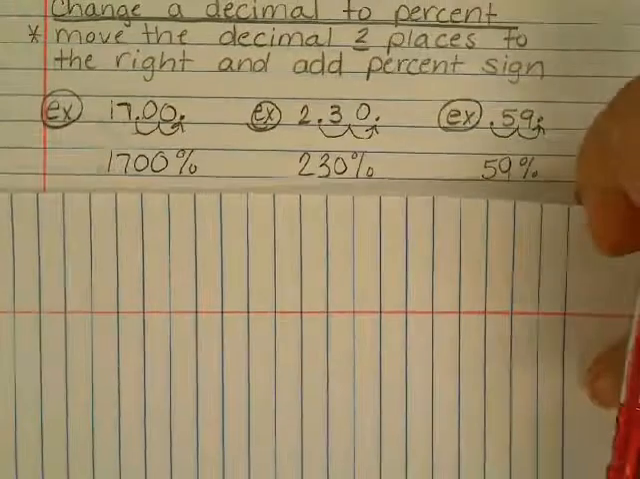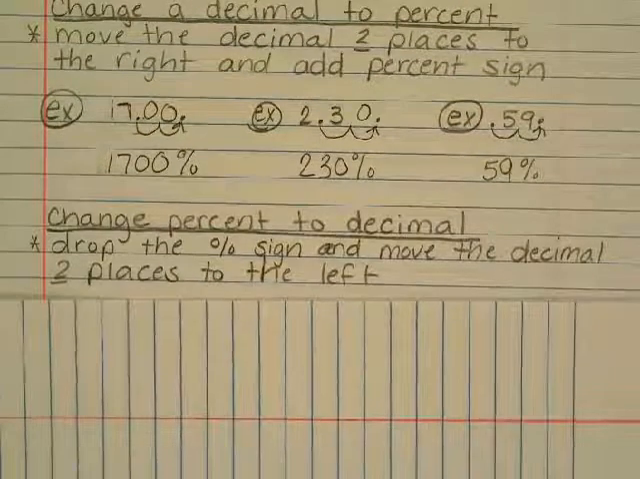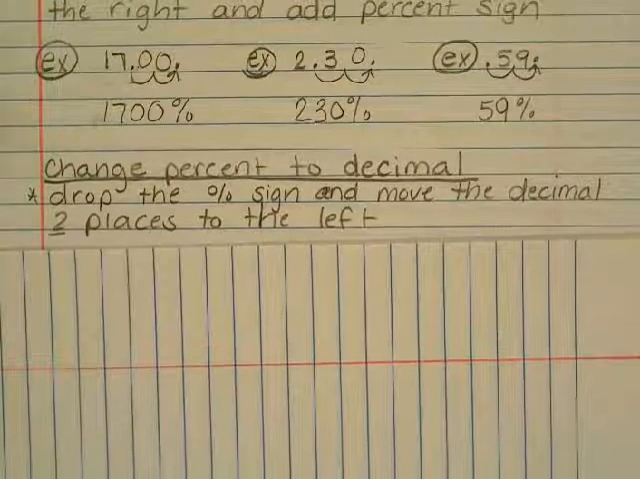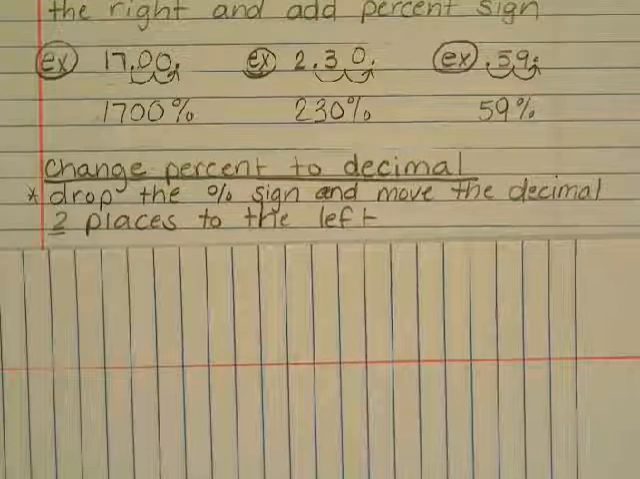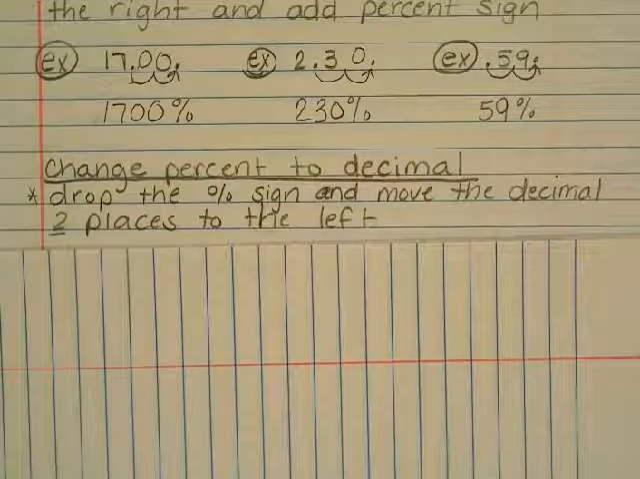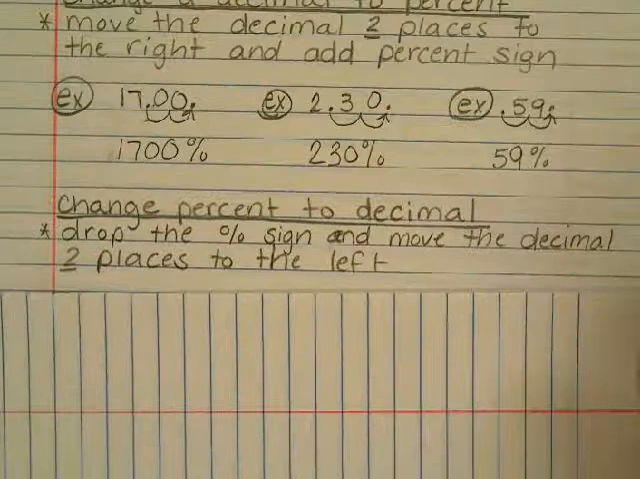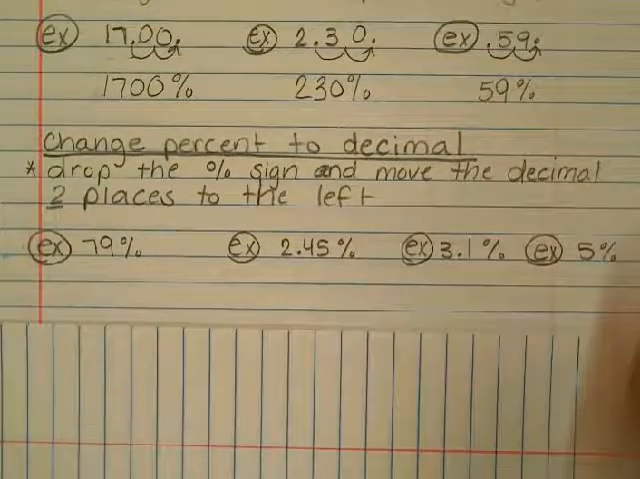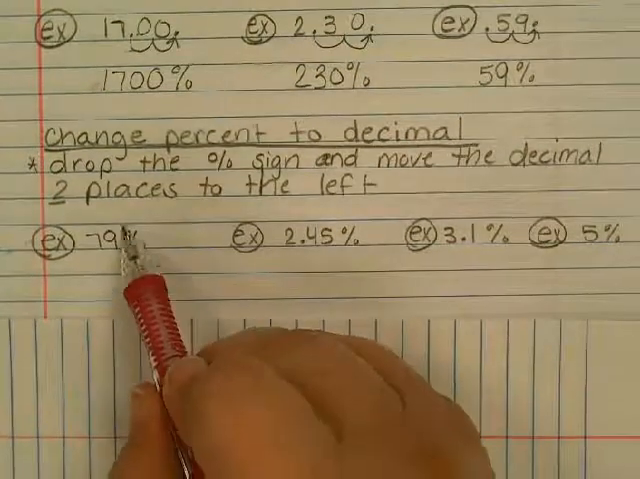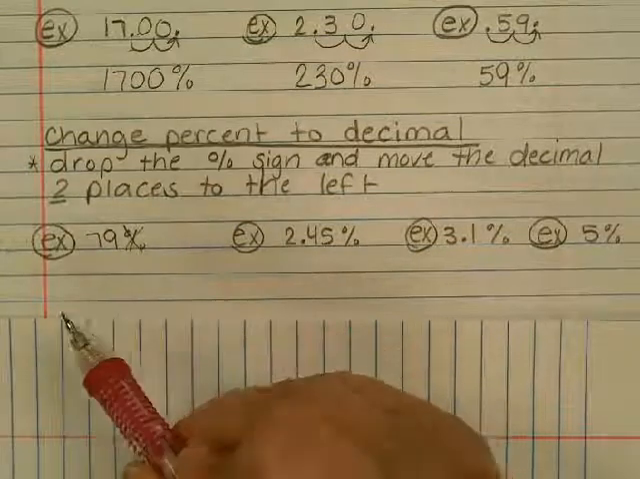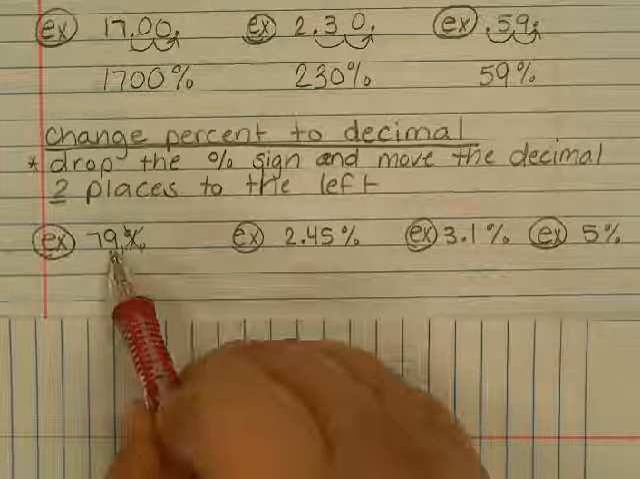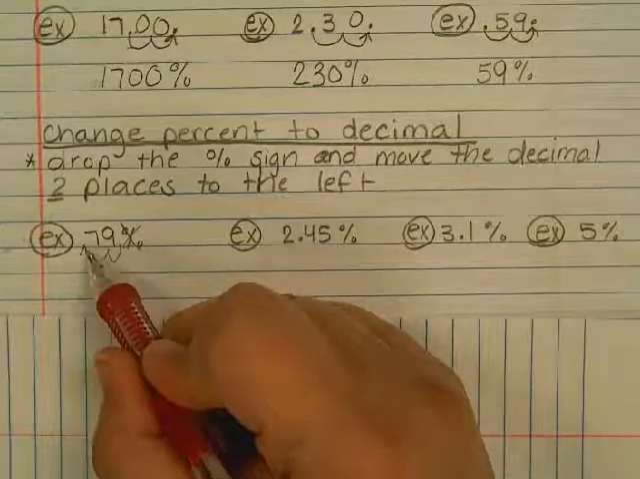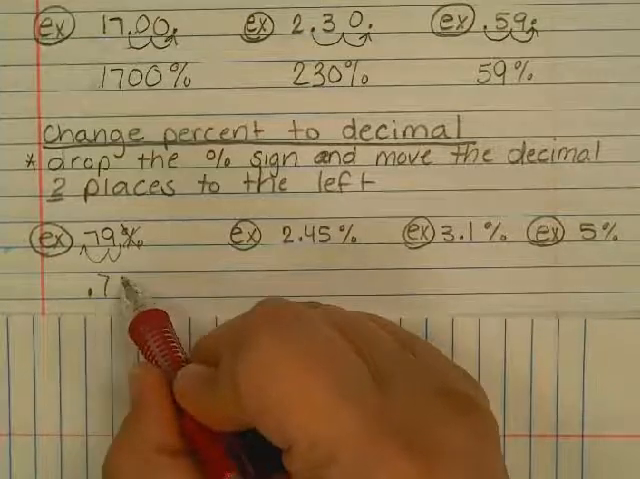The next conversion rule that we want to talk about is changing a percent to a decimal. So this time we're going to get rid of the percent sign and move our decimal 2 places to the left. So we're going to do a couple of examples together. The first thing I'm going to do is get rid of my percent sign. And because this is a whole number, I'm going to go 1, 2 places to the left, which gives me 0.79.